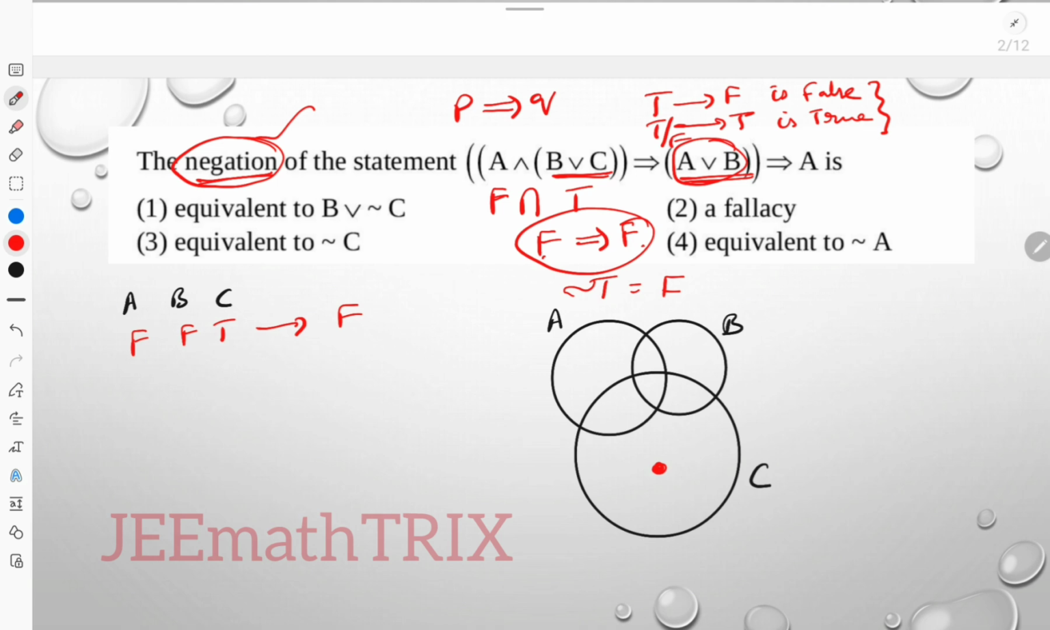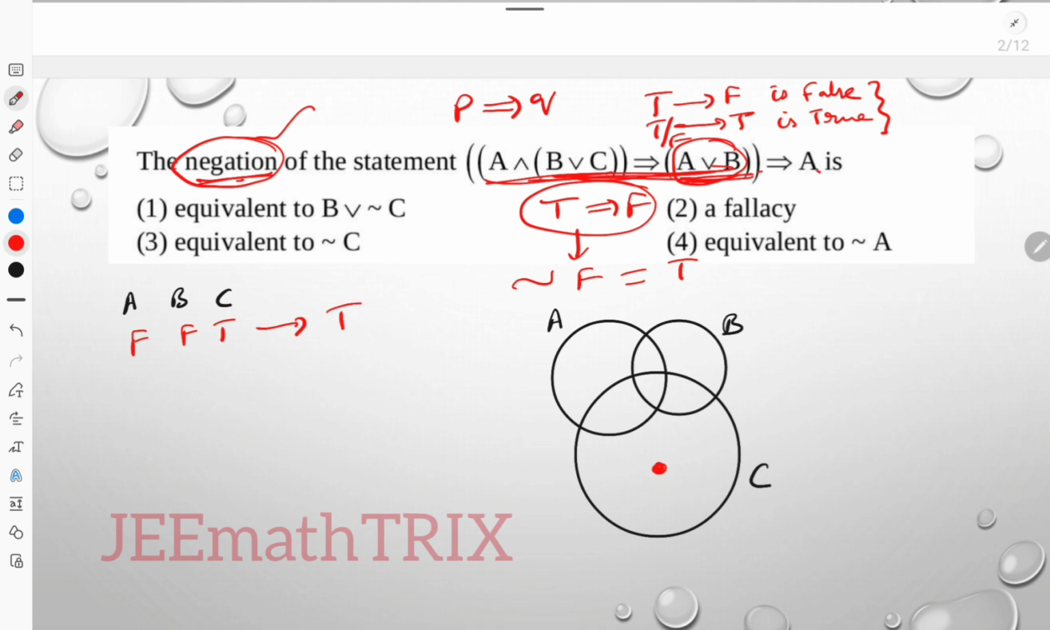So if you find the final result, wait here. This result is true, and this result is true, and it implies A. A is false. True implies false. Finally, this result comes out to be false, and the negation of that is true. So the final result we get is true.